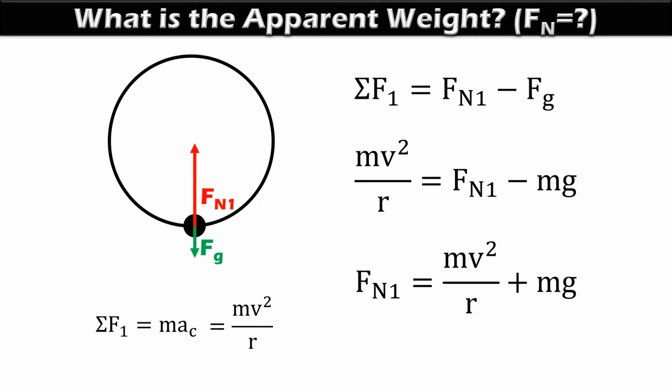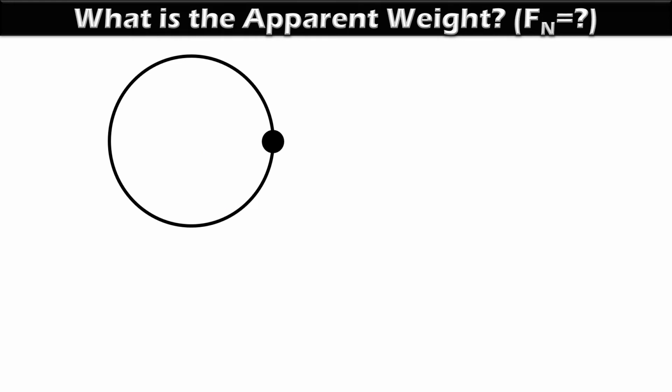All right, let's see what happens at position 2. At this position, you still have your weight, and now what direction is the normal force? You're sitting like this, going this way. The normal force is going to push you this way, towards the center of the circle. Now, what is the net force in the direction of the centripetal force? Only this is pointing in the direction of the centripetal force.